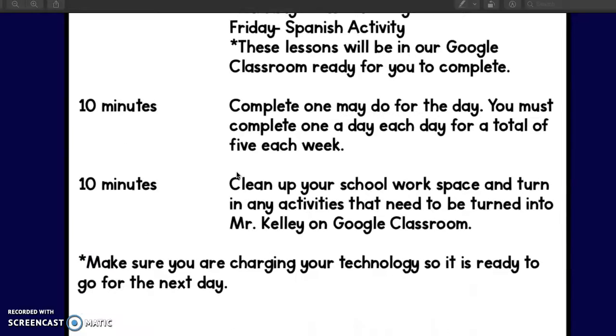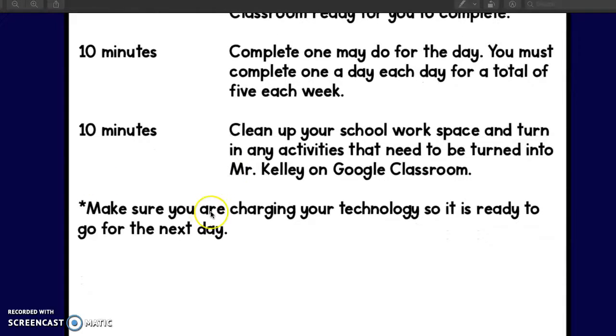The last 10 minutes of our day, we're going to spend cleaning up our workspace and making sure we turn in to me anything that hasn't already been turned in. And then really, this one is probably really important. Make sure that they're charging their technology and make them be responsible for that part of their day. So that's what the schedule is going to look like.